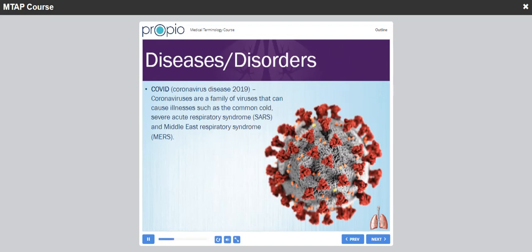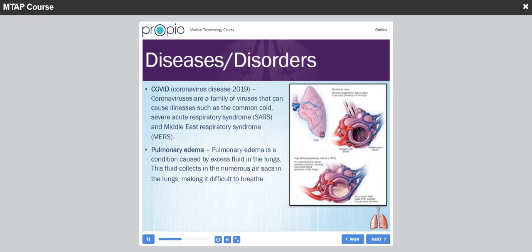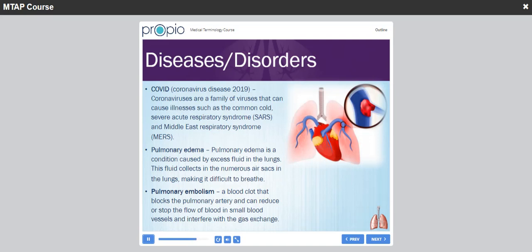It's a blood clot that blocks the pulmonary artery and can reduce or stop the flow of blood in small blood vessels and interfere with the gas exchange. Pulmonary fibrosis is a lung disease that occurs when lung tissue becomes damaged and scarred. Mesothelioma. It's a form of lung cancer caused by exposure to asbestos dust.